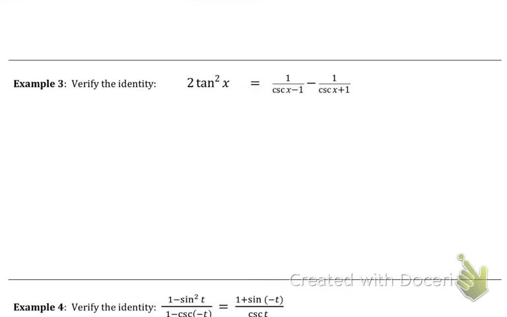All right, example 3. Which side looks more complicated? Right. Probably the right side. There's always one, isn't there? I'm going to work on the right side just for the fun of it.